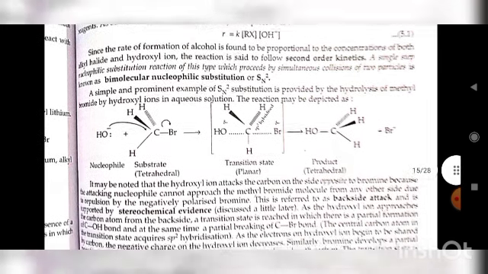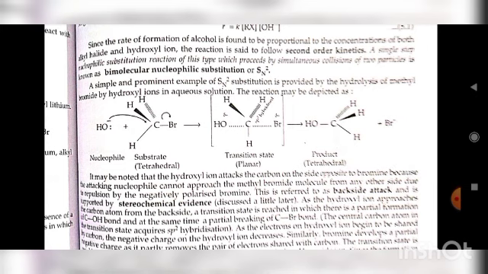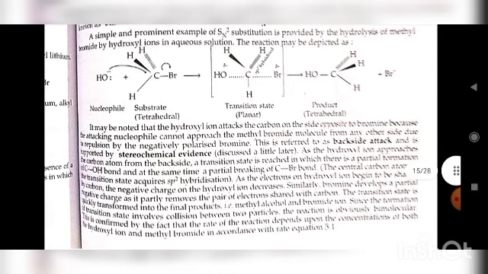The reaction may be depicted as nucleophile plus substrate, that is tetrahedral, gives transition state, and then product, which is tetrahedral, and bromide negative ion. It may be noted that the hydroxyl ion attacks the carbon on the side opposite to the bromine, because the attacking nucleophile cannot approach the methyl bromide molecule from the other side due to repulsion by the negatively polarized bromine. This is referred to as backside attack and is supported by stereochemical evidence.